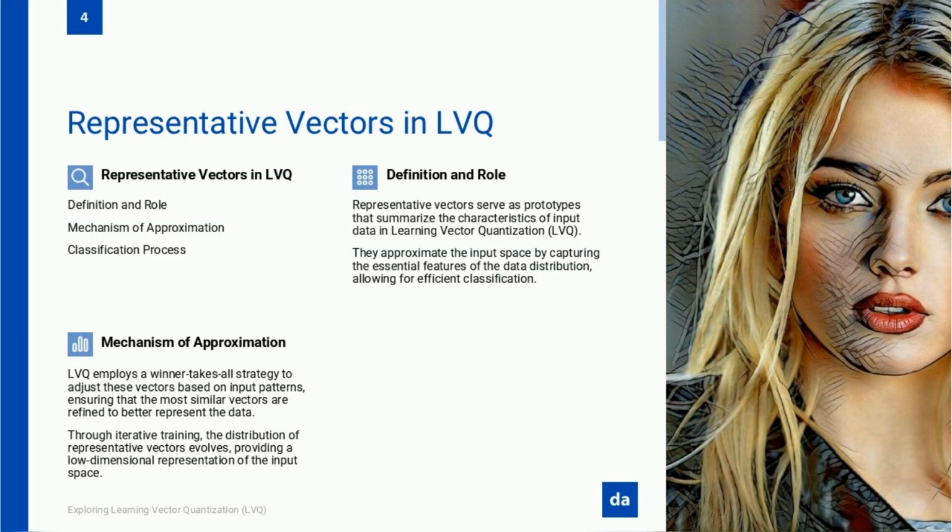Let's zoom in on the real heroes of learning vector quantization, the representative vectors. These are the backbone of LVQ, the MVPs of classification. Forget about storing every single data point like KNN does. LVQ is all about efficiency and intelligence. It picks a select few prototypes that best represent different classes and continuously improves them. Think of it like training a small group of expert chefs instead of hiring an entire city of cooks. The goal? Fewer but smarter representatives.